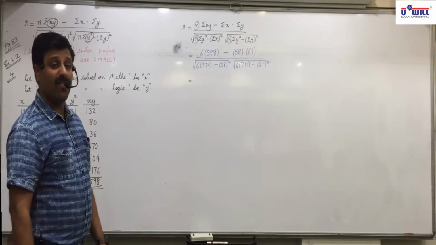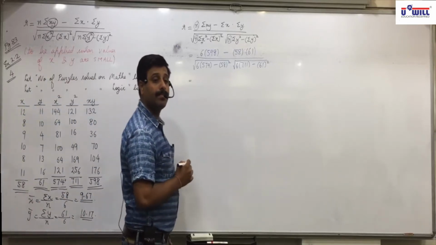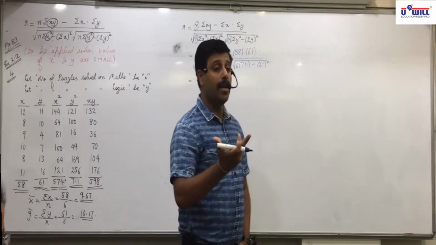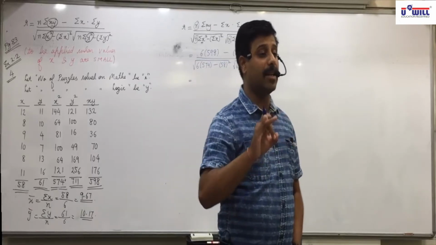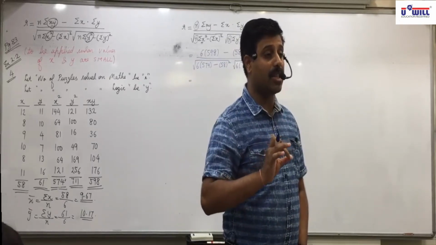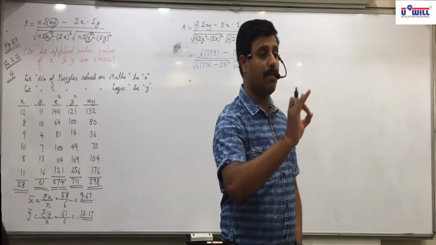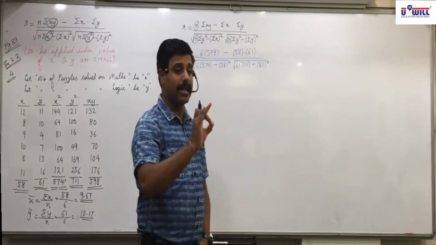Yuvraj, 6 into 598. Why? In my period, everyone must be having calculators. If I ask you any calculation at any point of time, you must be able to answer. I'll not allow it in the next period.